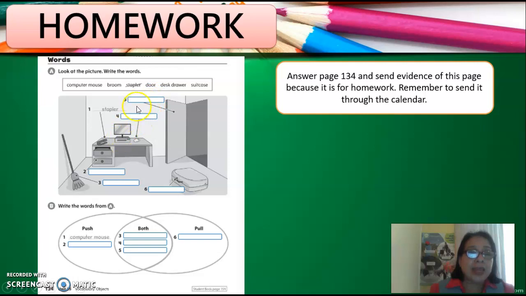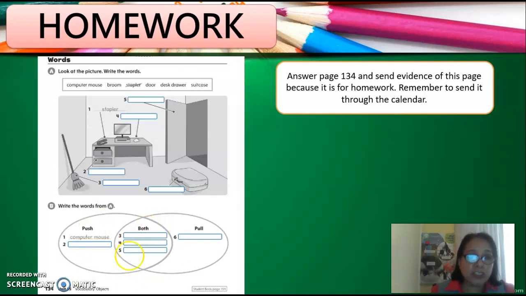You will write the name of the things, okay? For example, a stapler is here. So you have to write the rest of the vocabulary in the corresponding picture, okay? Finally, you will have to write the words from the letter A. The answers here will be placed here. What do you push? For example, you push a computer mouse. What do you pull? Write down here. What do you pull from this vocabulary? And what do you push and pull? The 2 words that can be pushed and words that can be pulled.